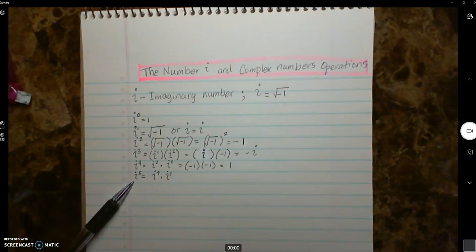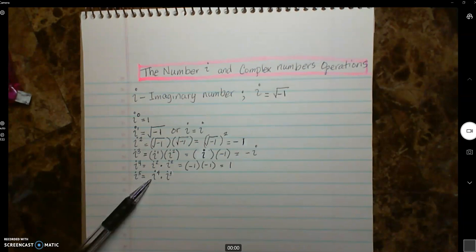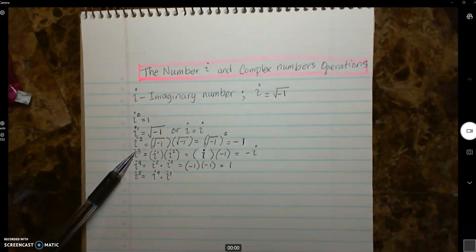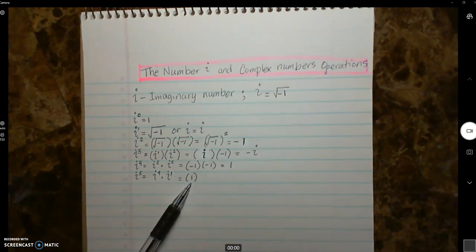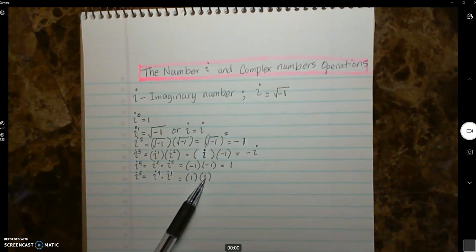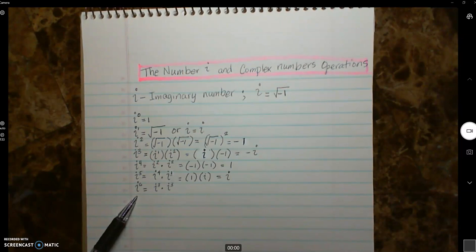Now let's go to i to the fifth, and in my case, I'm using i to the fourth times i to the first. However, you can also try i to the second and i to the third. They will sum up to 5, and we are all going to get the same exact answer. So let's do this. i to the fourth is 1, and i to the first is i, and 1 times i is i.